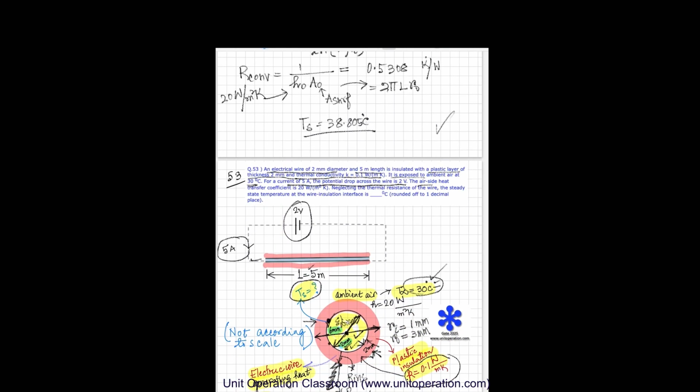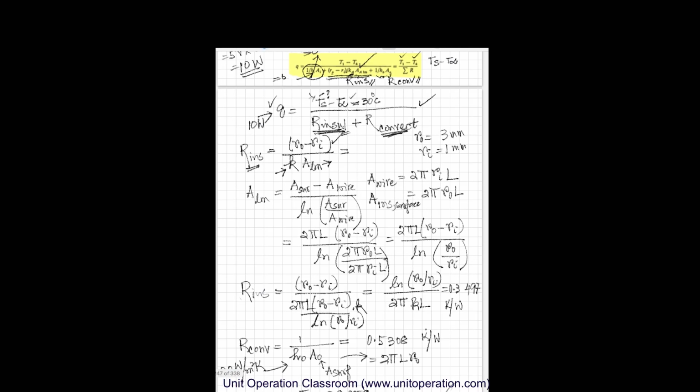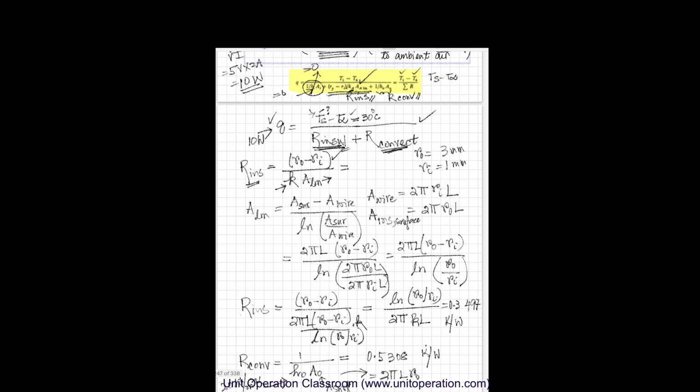So the main problem is finding out the convective heat transfer resistance, this one, and the resistance due to the insulation. Now resistance due to the insulation is given here, which is Ro minus Ri divided by the thermal conductivity of the insulation and log mean of the area. Because why log mean? Because as you can see, the area is continuously changing from here to here of the conductive heat transfer resistance. So that's why we have to take the log mean. Ro is 3 mm, Ri is 1 mm. We have looked into it.